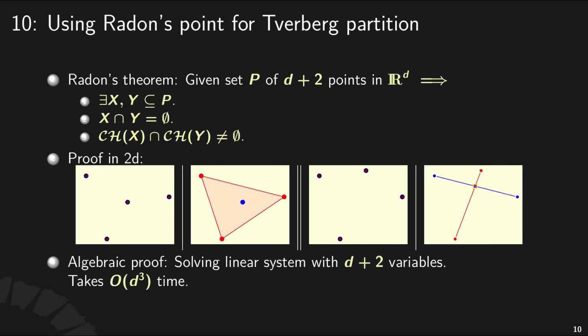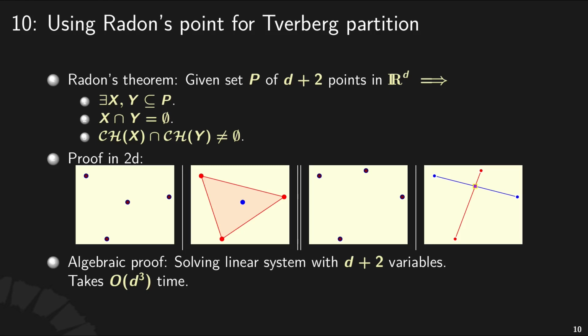Okay, so it turns out that the trick, or if you want the backdoor to those approximation algorithms, both for the center point and the Tverberg partition, is Radon's theorem. And Radon's theorem states that for any set of d plus 2 points in d dimensions, you can partition them into 2 sets such that the intersection of their convex hulls is non-empty.